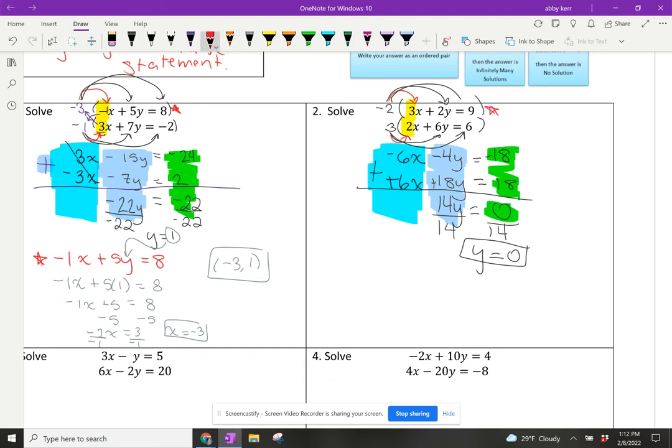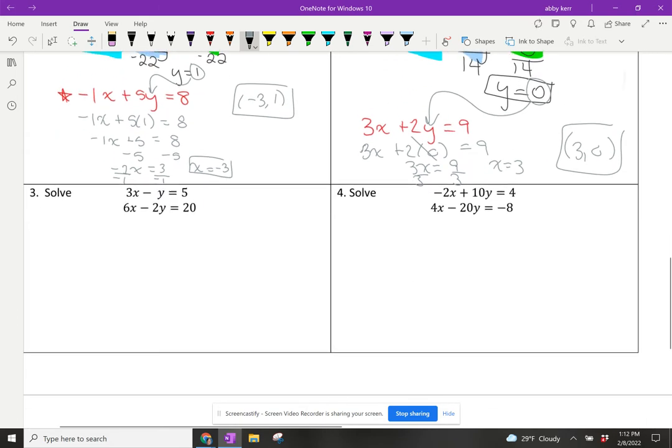I'm going to choose the first equation. And then I'm going to replace wherever I see a y with a 0. Two times 0 goes away. We're left with 3x equals 9. Divide by 3, x equals 3. So our ordered pair is 3 comma 0.